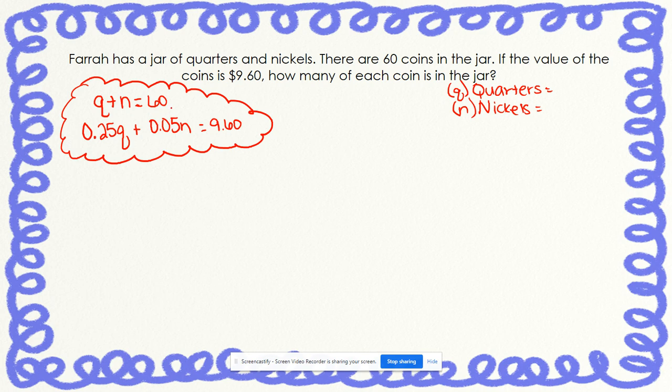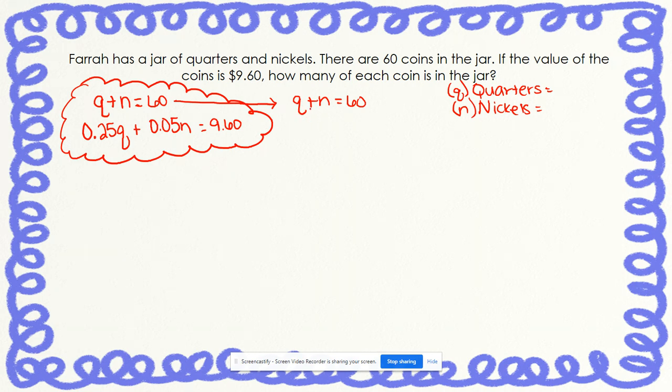Now, I need to figure out which method would be best, and by looking at this, I notice that in my first equation, I have coefficients of 1, which means it would be easy to get one of these variables by itself, so I could use the substitution method. So if I take my first equation, which says Q plus N equals 60, and I try to get one of the variables by itself, I'm just going to choose to get Q by itself.